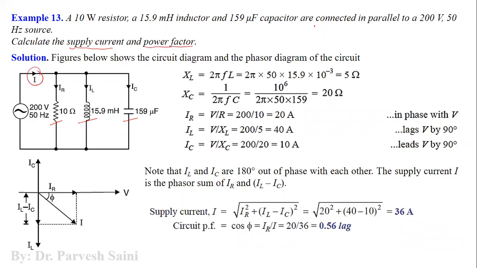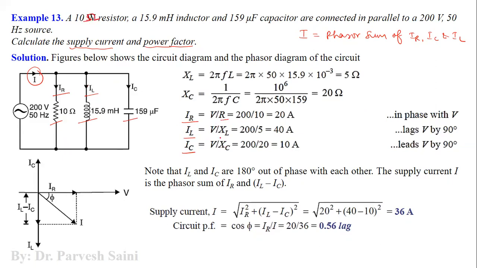So I is basically the phasor sum of IR, IC, and IL, right? So IR is the current flowing through the resistance, IL is the current flowing through the inductor, and IC is the current flowing through the capacitor. So we need to find out the value of IR, IL, and IC. For that, we need the value of R, which is already given. So this is 10 ohm, right?